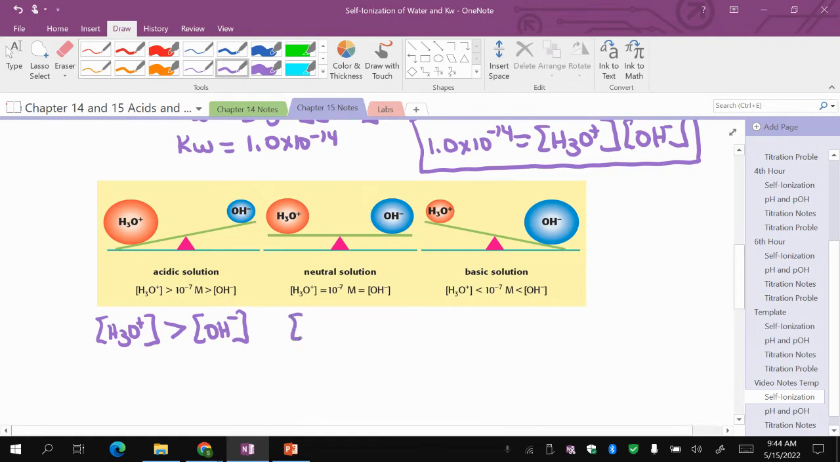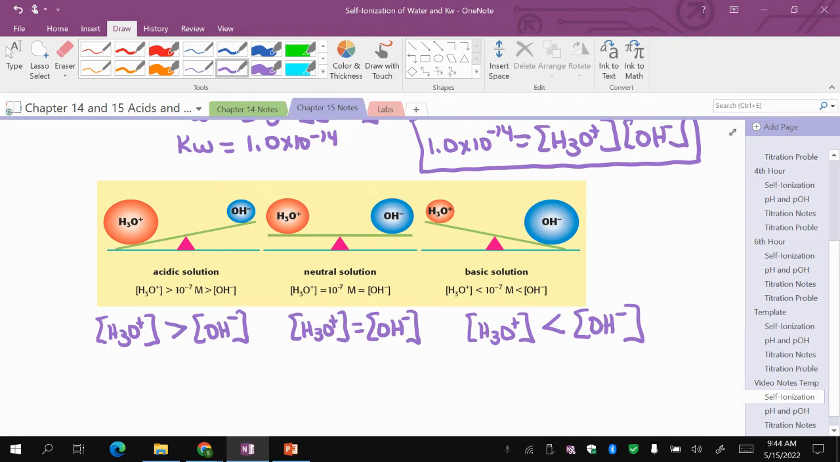If it's a neutral solution, the concentration of hydronium ions and the concentration of hydroxide ions are equal, and they're both equal to 1.0 times 10 to the negative 7th molar. If it is a basic solution, you can see there's more hydroxide than hydronium in the solution. So basic solutions have high hydroxide ion concentrations. Acidic solutions have high hydronium ion concentrations.